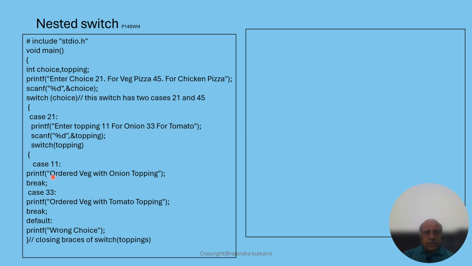In switch topping, case 11, if the user chooses 11 as his choice, the output of the program will be ordered wedge with onion topping. If he enters 33, the output will be ordered wedge with tomato topping. And if 11 or 33 is not entered and the user entered something else, default will give a wrong choice. And here is the closing brace of switch topping.